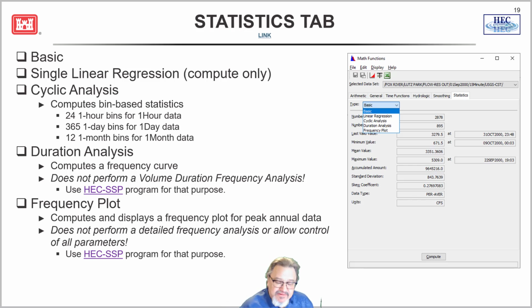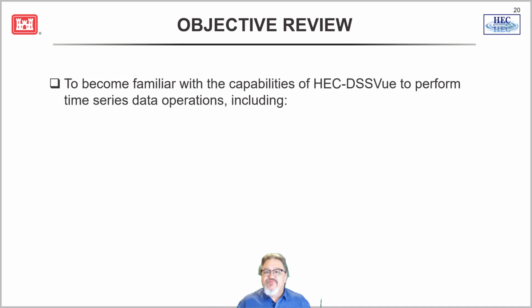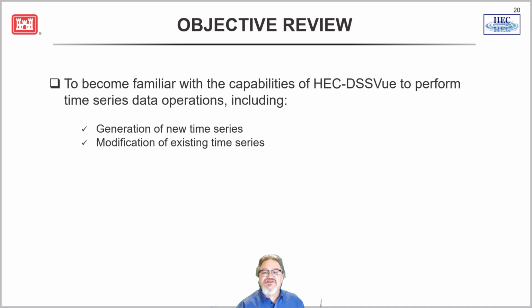That is it for the tabs. That is it for the operators. We've covered 6 category tabs and 60 plus operators in a short amount of time. So let's wrap this up. We started off saying we were going to become familiar with the capabilities of this software to perform time series data operations that included these: generation of new time series, modification of existing time series, and analysis of existing time series. And we did that.